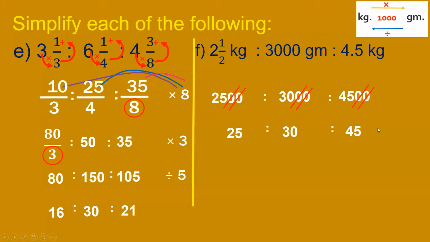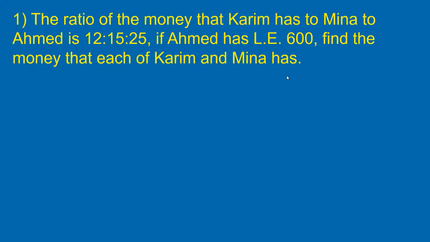So let's simplify. The three terms can be divided by 5. 25 divided by 5 equals 5, and 30 divided by 5 equals 6, and 45 divided by 5 equals 9. So the ratio in its simplest form is 5 to 6 to 9. Now let's see the word problems.